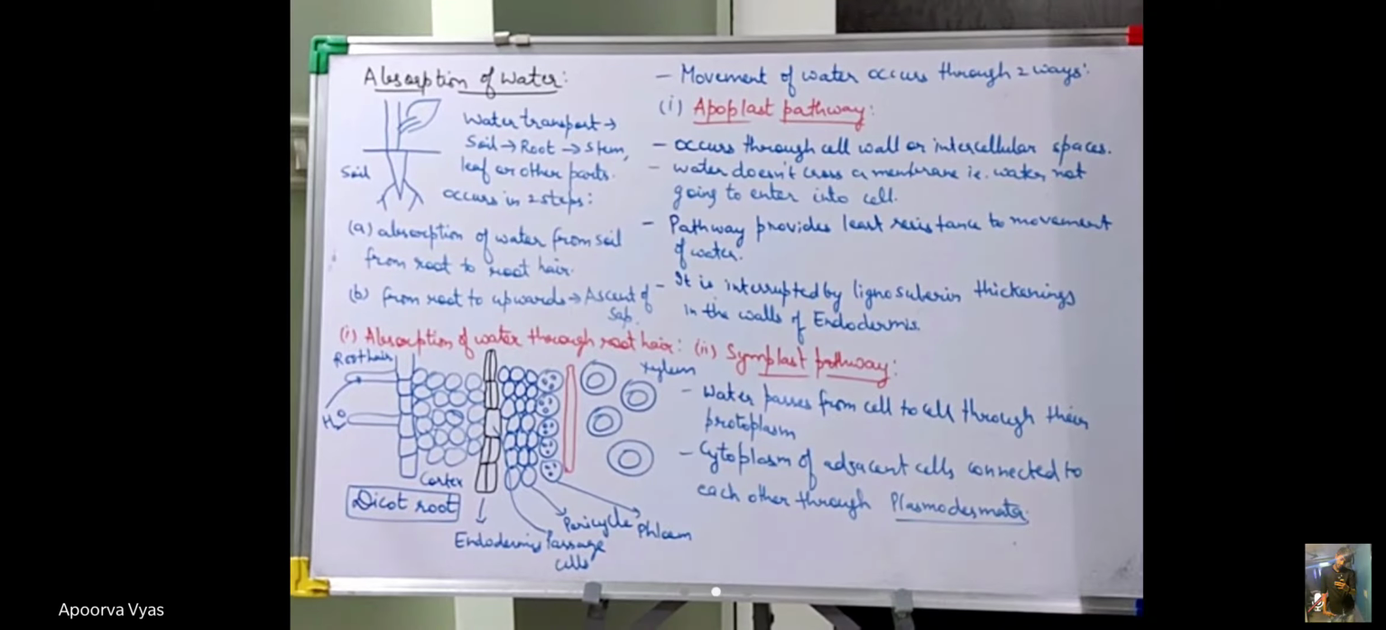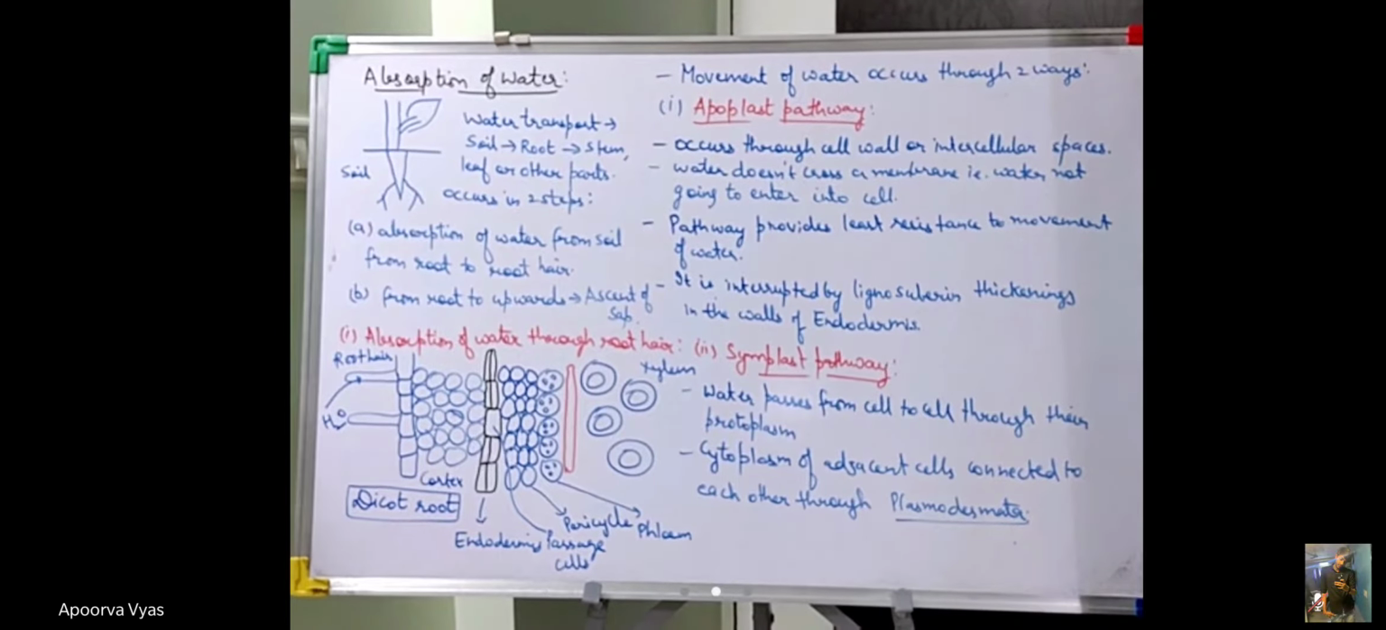We'll start with the absorption of water. Till last class, we had completed the types of wilting. We studied three types of wilting: incipient wilting, temporary wilting, and permanent wilting. Now the next topic which we are going to start is the absorption of water.